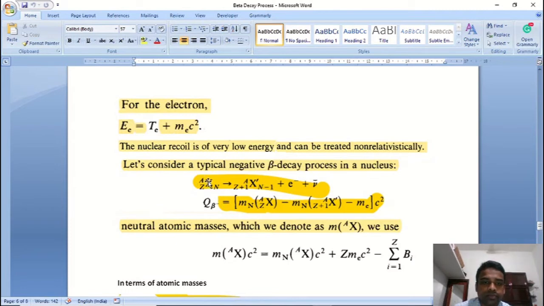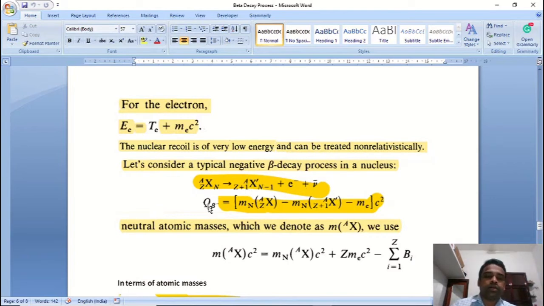We know that we can express the atom like this: A, Z, X, N. During the beta negative process, the neutron number is reduced by 1, the neutron is converted to a proton, so the proton number increases to Z plus 1, and A will be the same. So this is the daughter nucleus: A, Z plus 1, X bar, N minus 1, plus beta negative electron plus antineutrino.